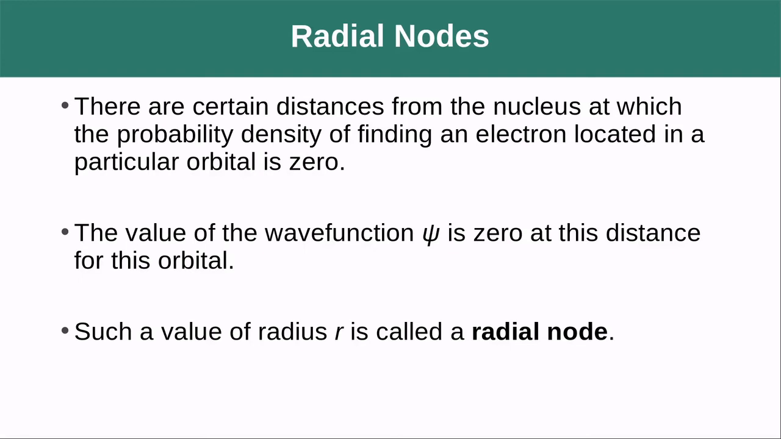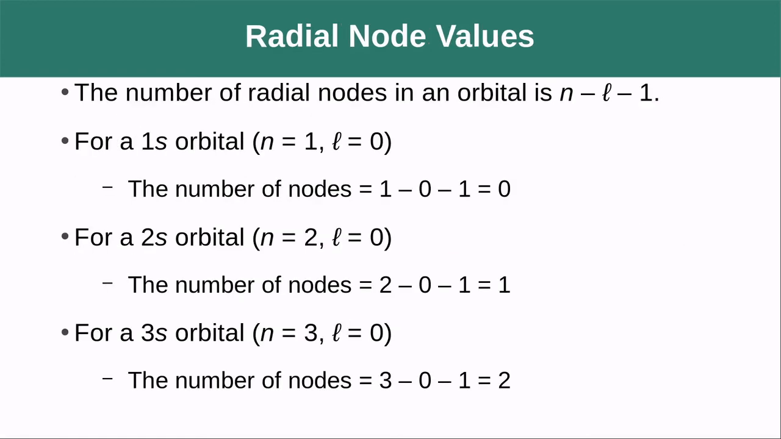All right, radial nodes. There are certain distances from the nucleus at which the probability density of finding an electron located in a particular orbital is 0. These are what is known as the radial nodes. This is the three-dimensional version of what we saw before with the standing waves. The number of radial nodes is n minus L minus 1.